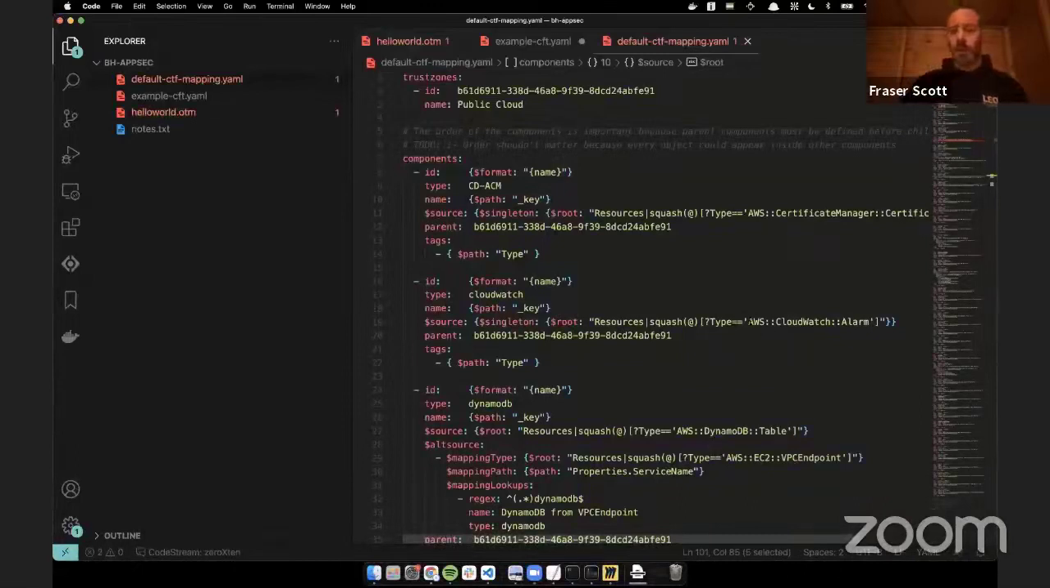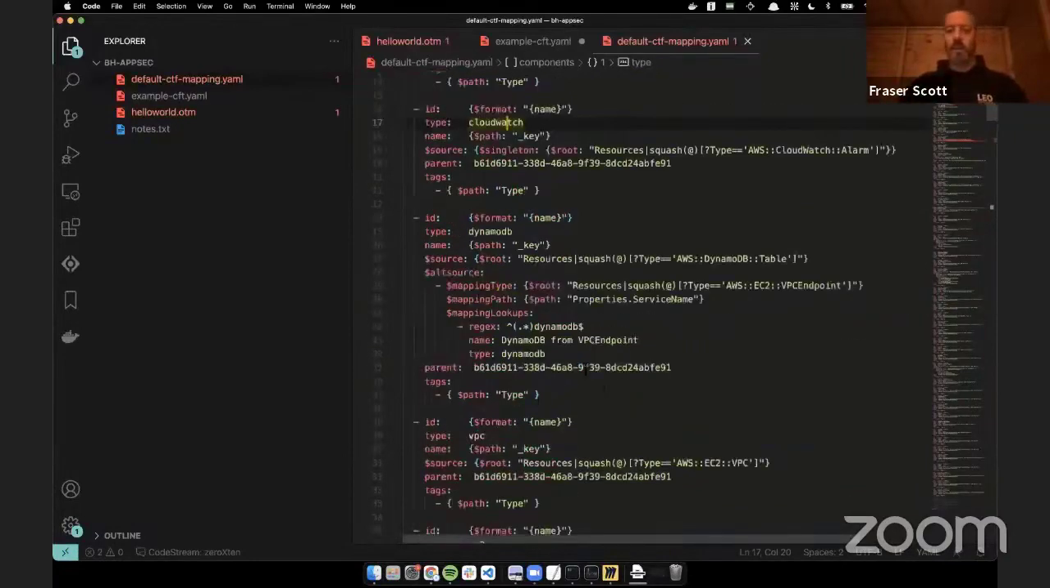So I can go and look for AWS CloudWatch alarms, and the type of that thing that I find in a CloudFormation file, if there is one, is type CloudWatch. And I can say who the parent is, or I can go and do some clever stuff with looking up the relationship between this component and others, for example. So this is a mapping file. It's just YAML, but it's what generates the OTM from the CloudFormation.